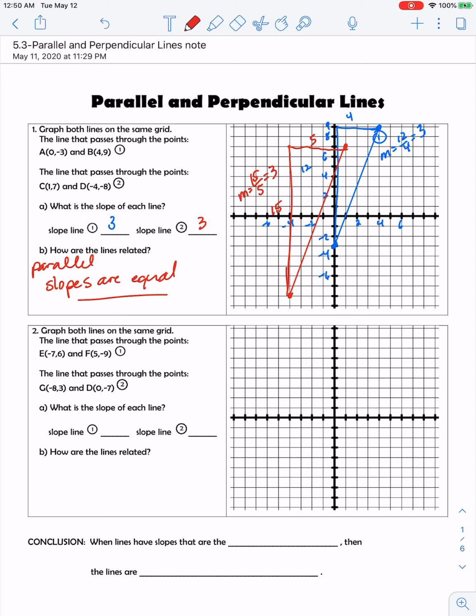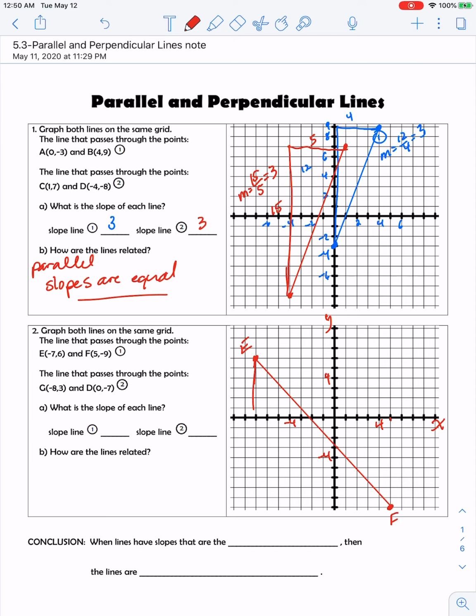Okay, let's do these 2 lines, E and F. E is (-7, 6), so this is -4, 1, 2, 3, that's 4. Negative 4, 1, 2, 3, and 4. This is X, that's Y. Alright, (-7, 6) will be right there. That's point E. And (5, -9), 4, 5, 6, 7, 8, that's going to be way down here. That's F.